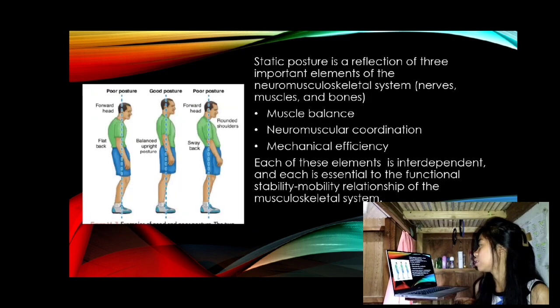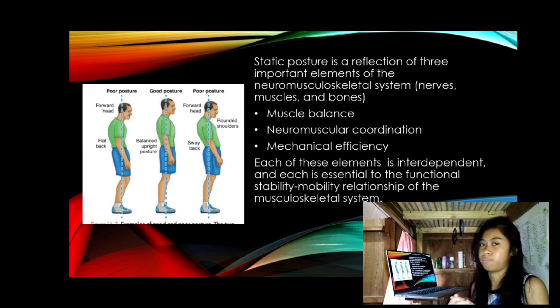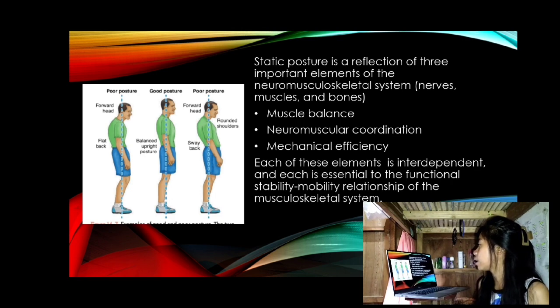The static posture is a reflection of three important elements of the neuromusculoskeletal system: the nerves, muscles, and bones. The muscle balance, neuromuscular coordination, and the mechanical efficiency. Each of these elements is interdependent, and each is essential to the functional stability-mobility relationship of the musculoskeletal system.